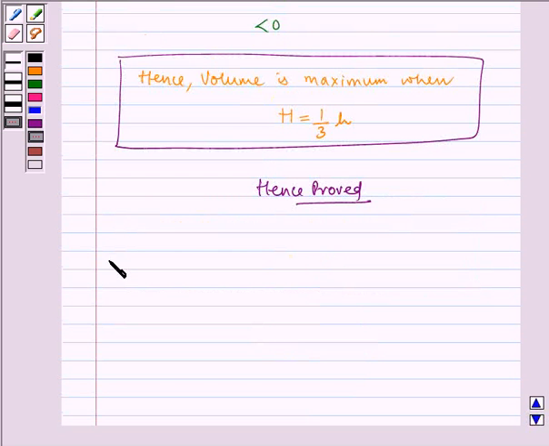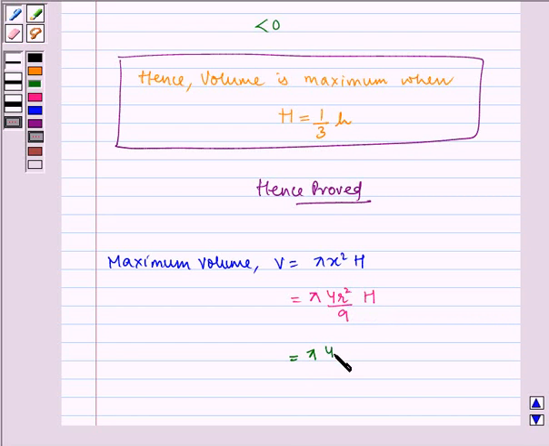Now let us find the maximum volume. V is equal to pi x square H, which is equal to pi multiplied by 4r square by 9 multiplied by capital H, since x is equal to 2r by 3. Now substituting capital H is equal to 1 by 3 small h, it is equal to pi multiplied by 4r square by 9 multiplied by 1 by 3 h.